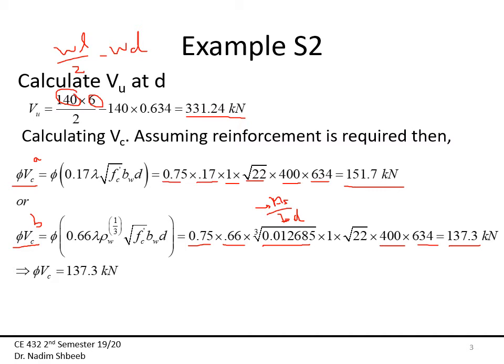Again, here I can either use the 151 or I could use the 173.3 according to the code. So if I actually used the larger value, there's nothing wrong with that. But as I said, preferably for me, I'm going to use the smaller value, and that's going to be the 137.3 kilonewton. So this is now my phi VC, so I'm sticking with phi VC equation B, and I'm not using phi VC equation A, which was the old simple shear equation.